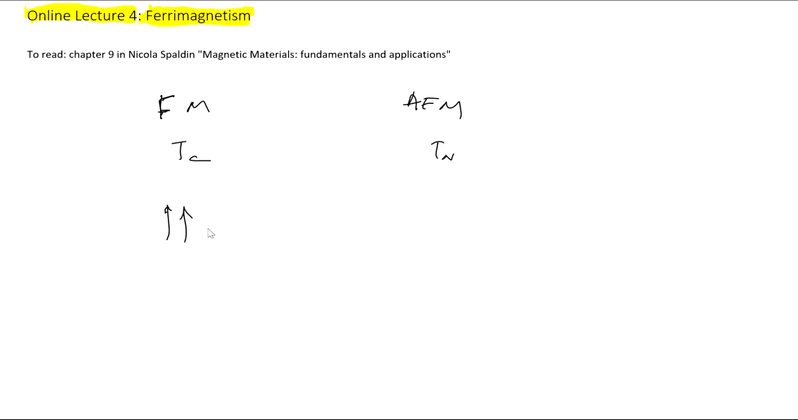The ordering of these two materials differs. In a ferromagnet, magnetic moments are pointed in the same direction, and in an antiferromagnet, we have two sublattices in which the magnetic moments alternate, pointing up, down, up, down. This is an arbitrary direction. It can point in any direction, but with respect to each other, they point in the same direction in ferromagnets and in opposite directions in the antiferromagnet.